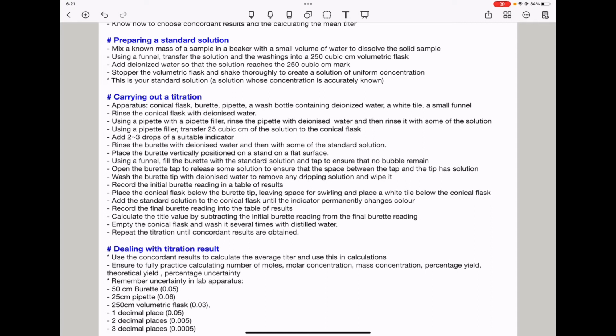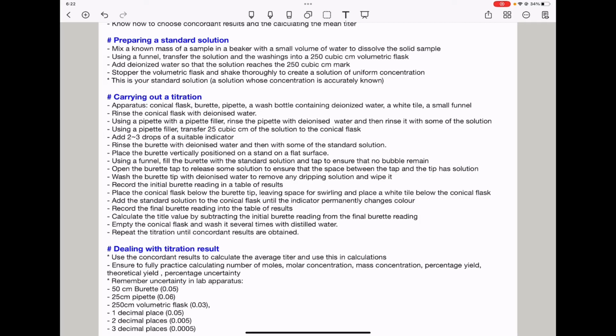Then using a funnel, fill the burette with a standard solution and tap to ensure that no bubbles remain inside the burette. Open the burette tap to release some solution to ensure that the space between the tap and the tip has some liquid or some solution. Then wash the burette tip with the deionized water to remove any dripping solution and wipe it off. Record the initial burette reading in a table of results.